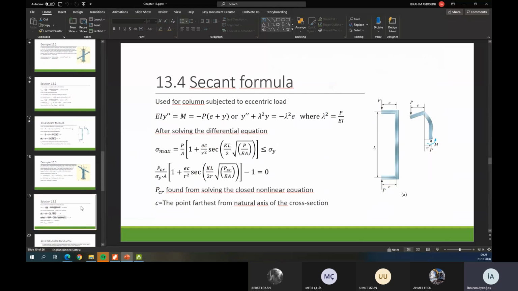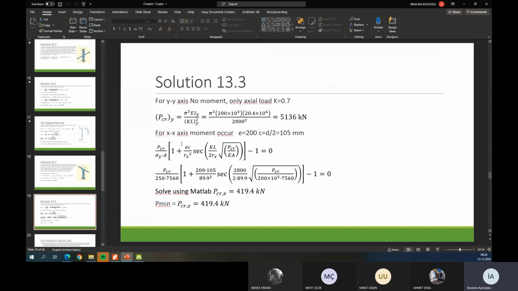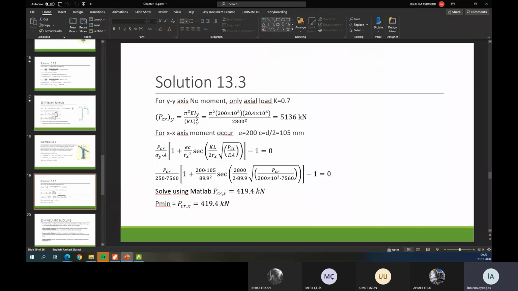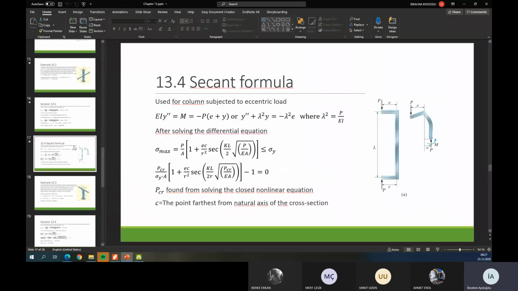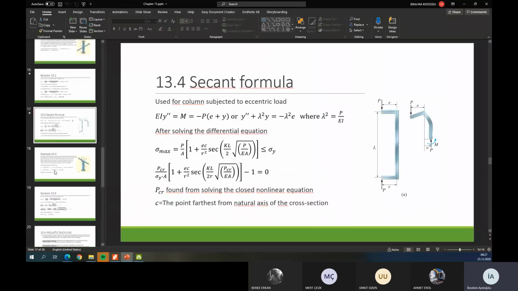Also, I solved an example about this formulation, but this is a nonlinear equation. And you can see I solved this equation by using the software, MATLAB. It is not practical for hand calculation. Therefore, I want to say, don't focus on this subchapter, okay?